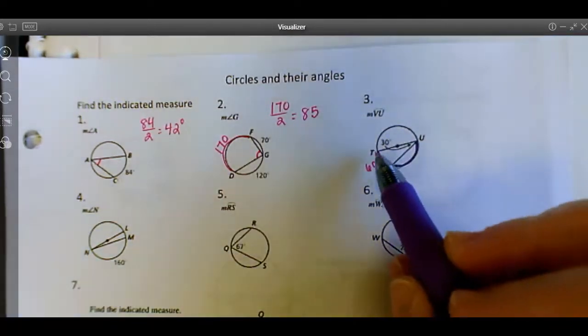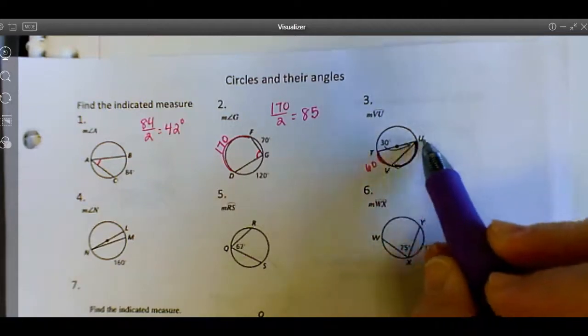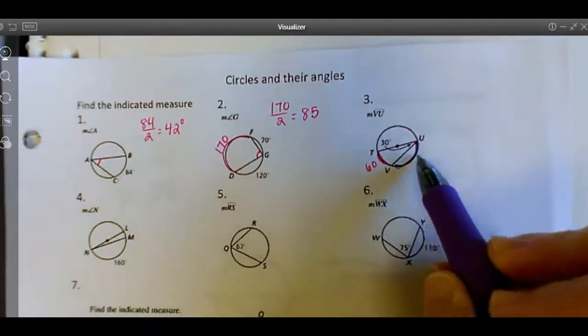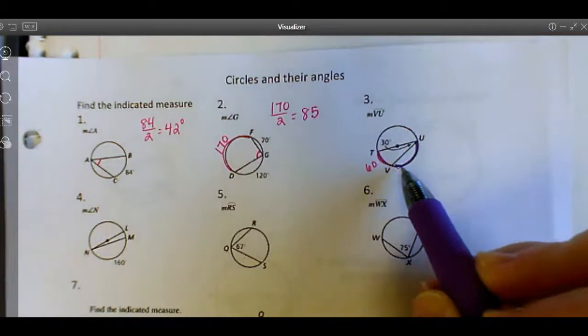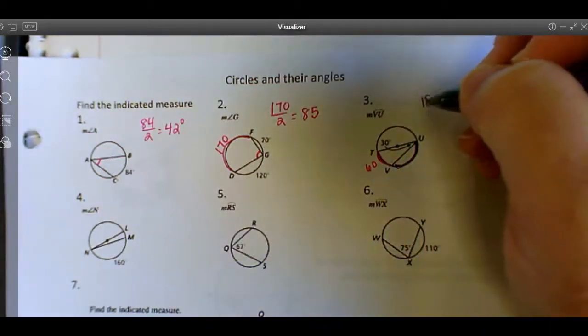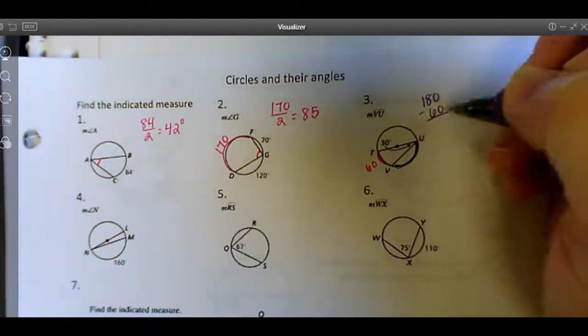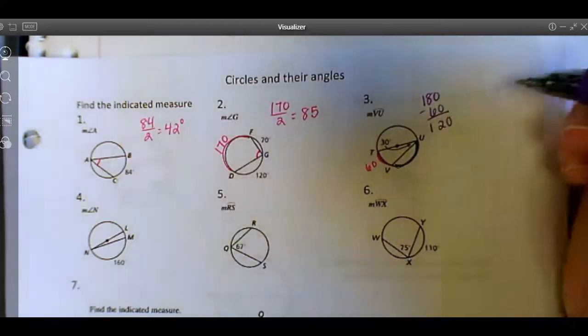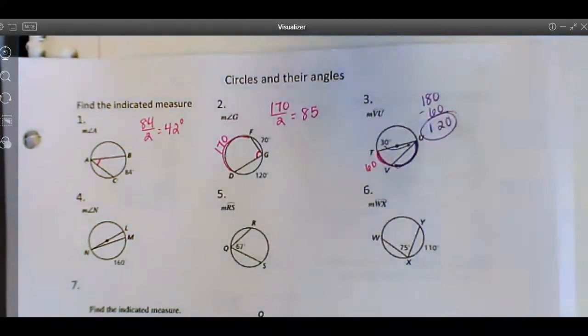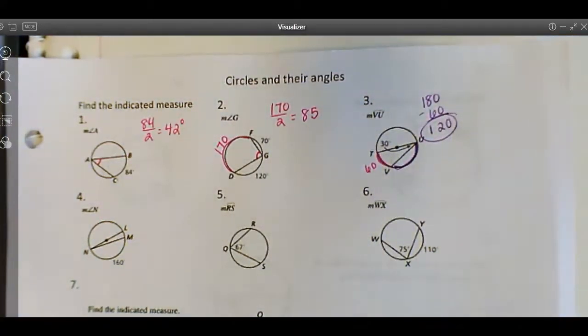Okay. Well, again, I can tell that that's half of a circle here. If that's 60, what am I going to do to find VU? Subtract from 180. So 180 minus 60, and you get 120. So 120 is the angle we're looking for.